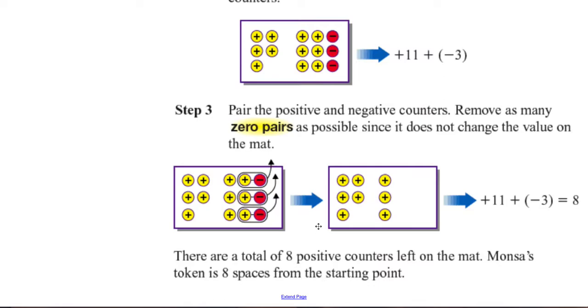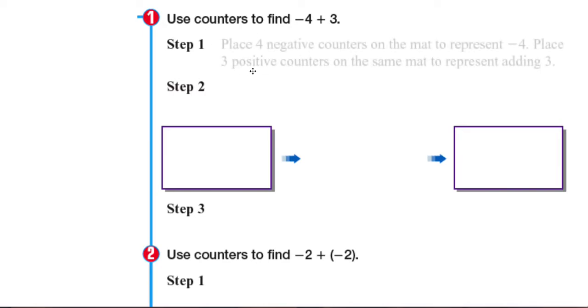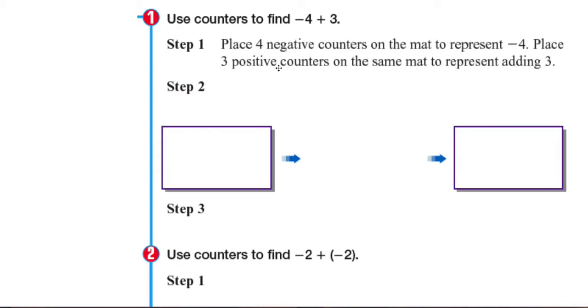Okay, and let's take a look at example number 1 and see how this works further. Use counters to find negative 4 plus 3. So again, place 4 negative counters on the mat to represent negative 4, and place 3 positive counters on the same mat to represent adding 3. So you have 3 positive counters and 4 negative counters, which is right there.